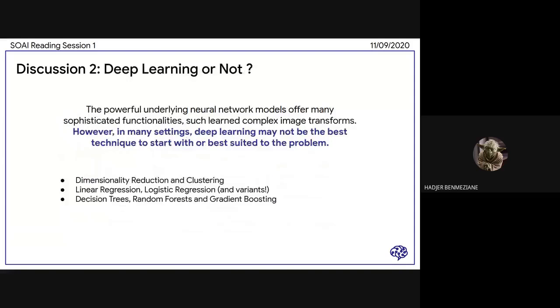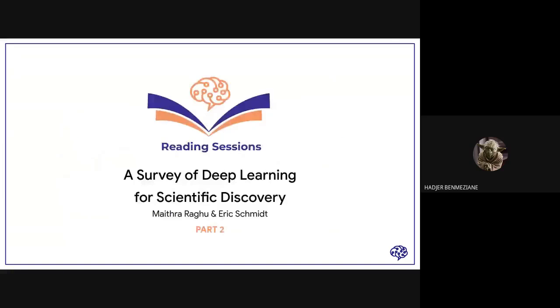We discussed it, and then we discussed some algorithms that are in machine learning but not deep learning, and that are useful in some cases where deep learning is not: dimensionality reduction, clustering, linear and logistic regression, decision trees. Okay, and then we stopped here. We stopped with the CNN applications.